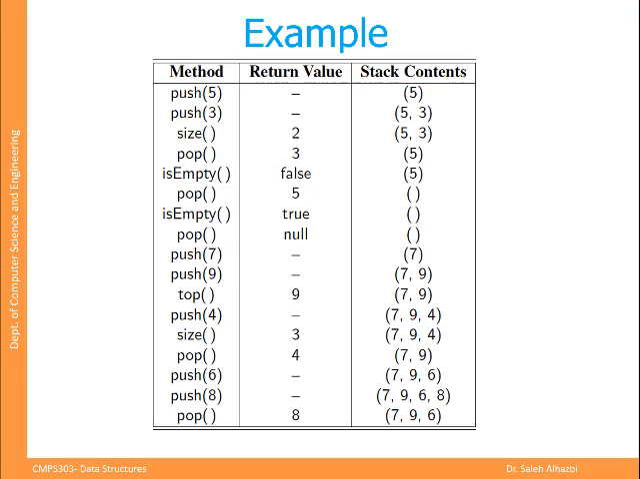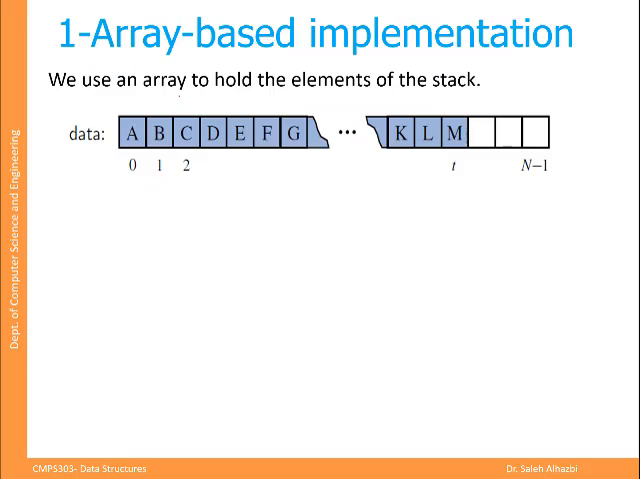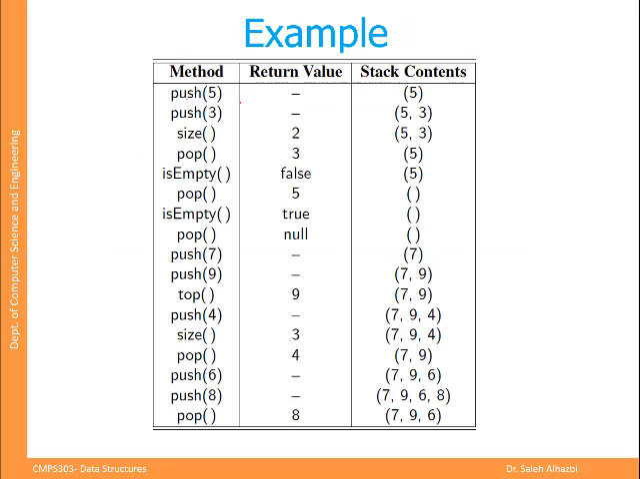This is an example of a sequence of operations using a stack. Assuming the stack was initially empty, with no elements, we have push 5. This push does not return anything, so the value in the stack will be 5. Then we have push 3, so the elements are 5, 3. Size will return 2, which means we now have 2 elements. Pop will return the last element inserted or pushed to the stack.